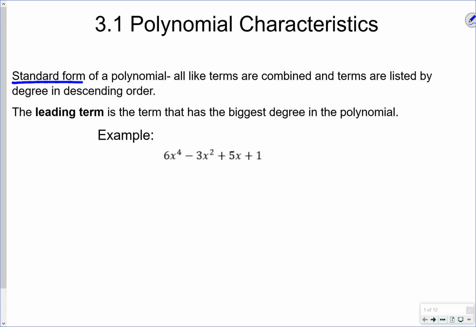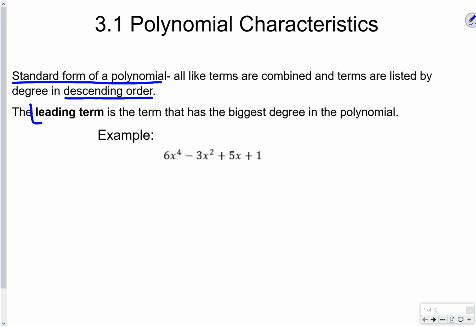So standard form of a polynomial is when all like terms are combined, so no multiple x squares, multiple x's, anything like that. All like terms are combined, and then they're listed in order from biggest degree to smallest degree. That's called descending order. So when we did quadratics, it was x squared, and then the x, and then the constant. That remains true for every type of polynomial function.